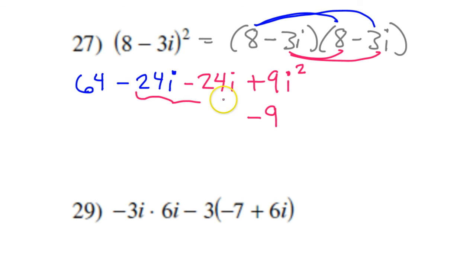Putting this together, that's going to be negative 48i. And I'm just bringing down the 64. So it's just a matter of what's 64 minus 9. Well, 64 minus 10 would be 54. So this must be 55.